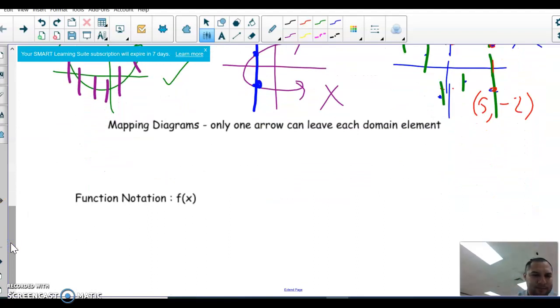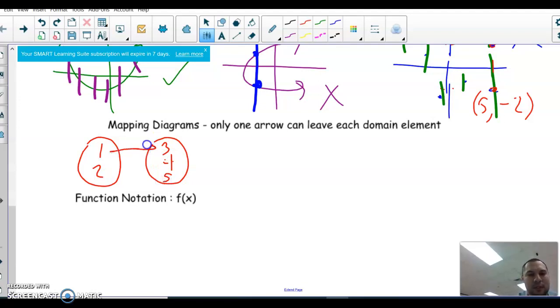Mapping diagrams. So we'll have some values: 1, 2, 3, 4, and 5. So 1 is paired up with the 3, 2 with the 4, and let's put this 1 with the 5 as well. This one would not be a function. This 1 is paired up with two y values, the 3 and the 5, violating our definition that says it can only pair up with one y value. What it looks like, you can only have one arrow leaving each value in your domain.